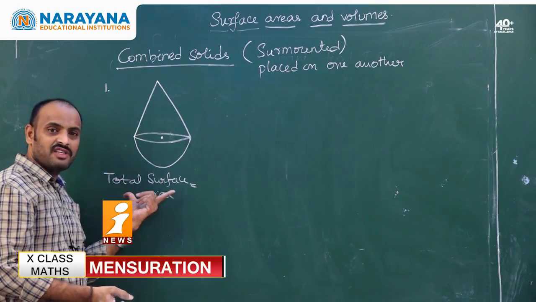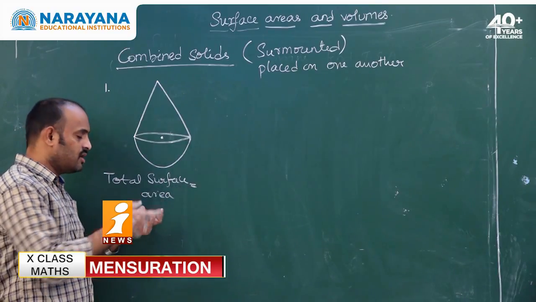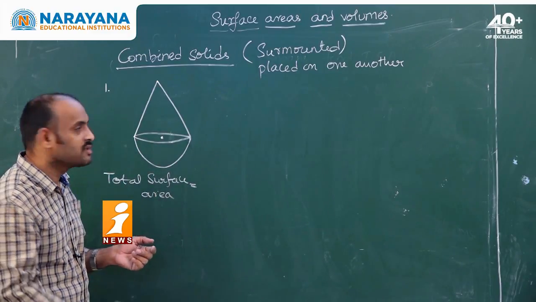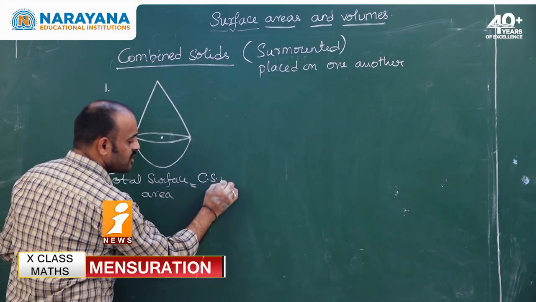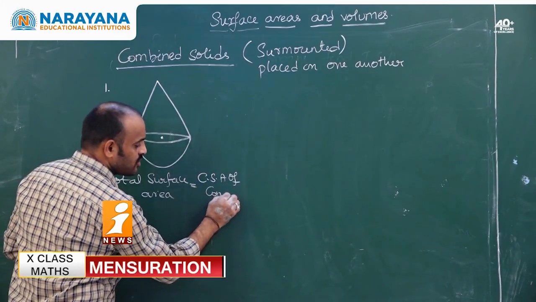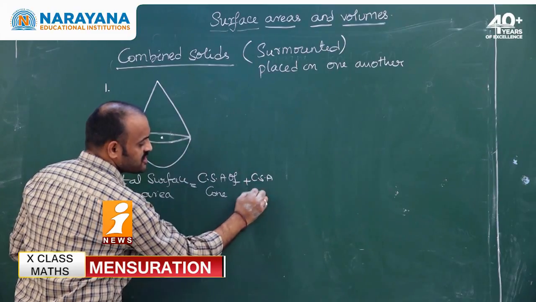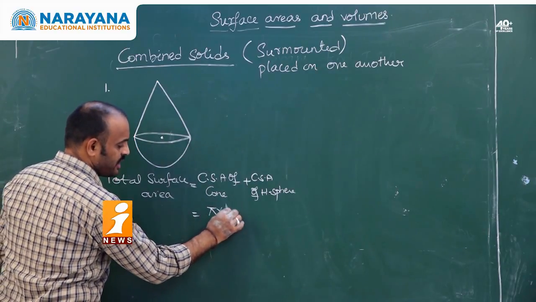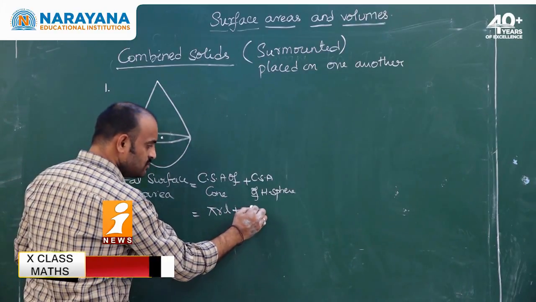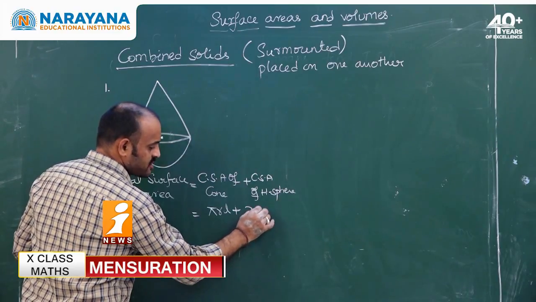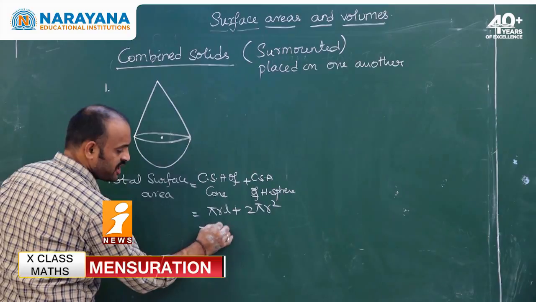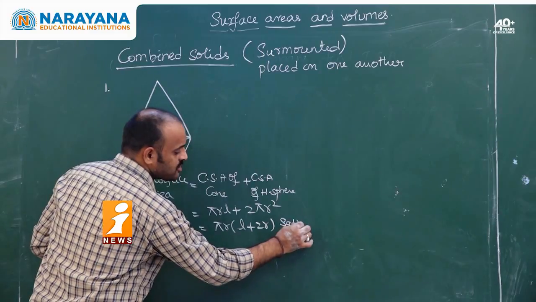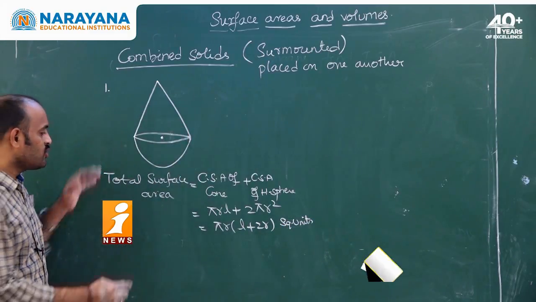That means whenever they say total surface area in combined solids, add the curved surface area of each figure. So curved surface area of cone plus curved surface area of hemisphere. What is the curved surface area of the cone? Pi r L. What is the curved surface area of the hemisphere? 2 pi r square. So if you take common, pi r into (L plus 2r) square units. Right. Next, how to find the volume?